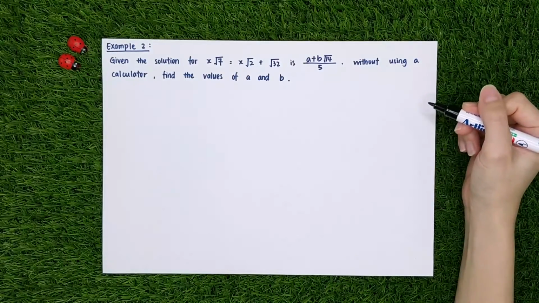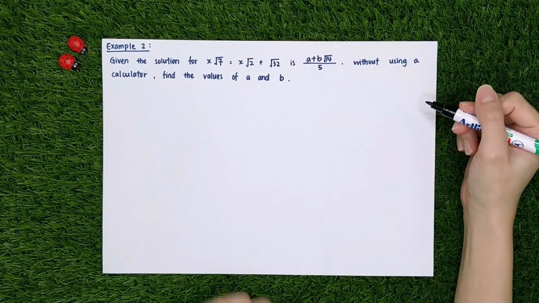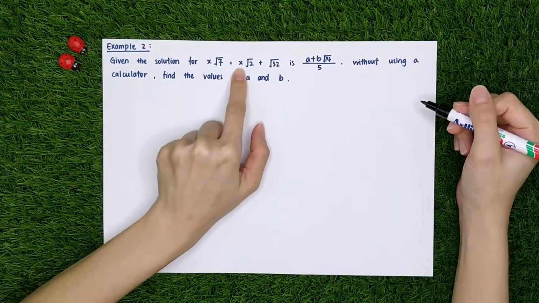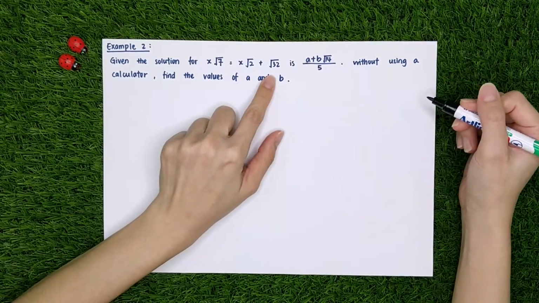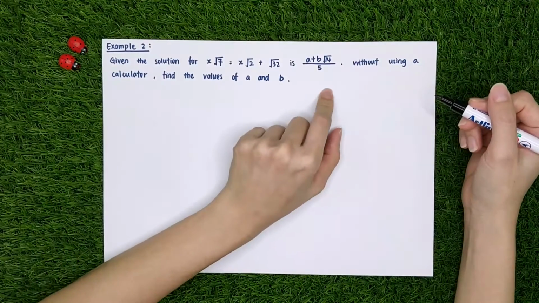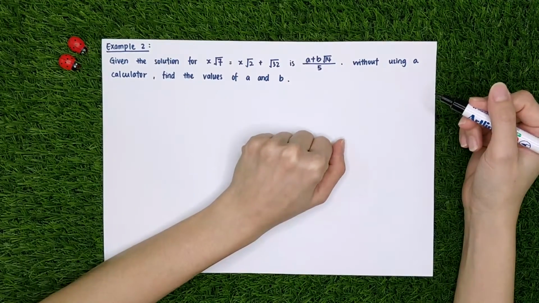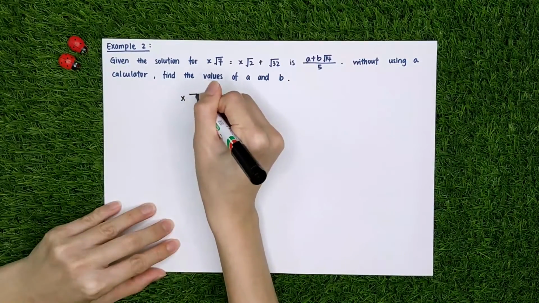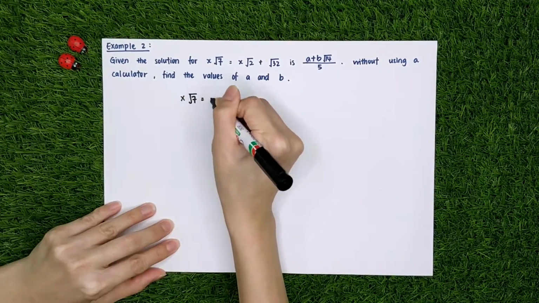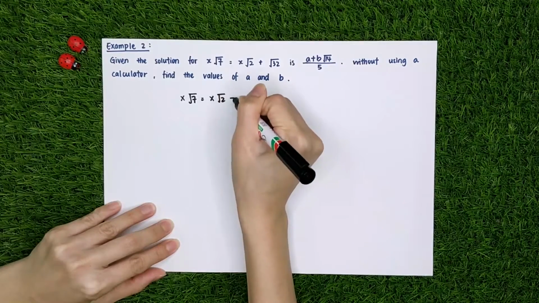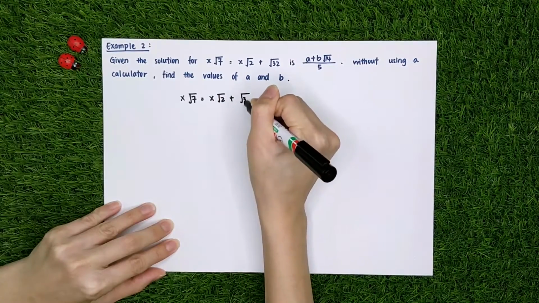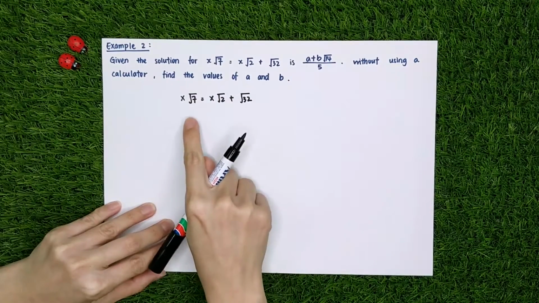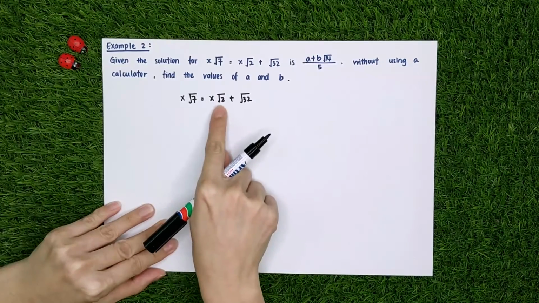Example 2. Given the solution for x square root of 7 equals to x square root of 2 plus square root of 32 is this. Without using a calculator, find the value of a and b. Okay, x square root of 7 equals to x square root of 2 plus square root of 32. So normally I will move all the variable x to one side.